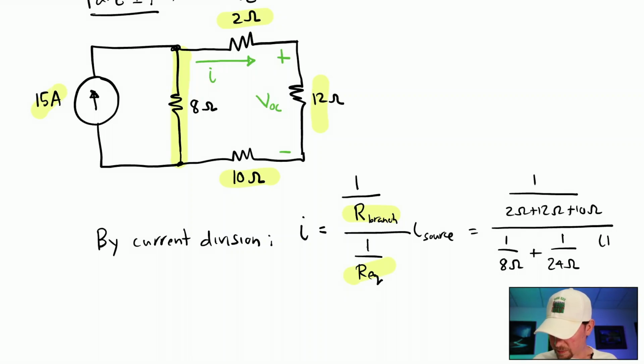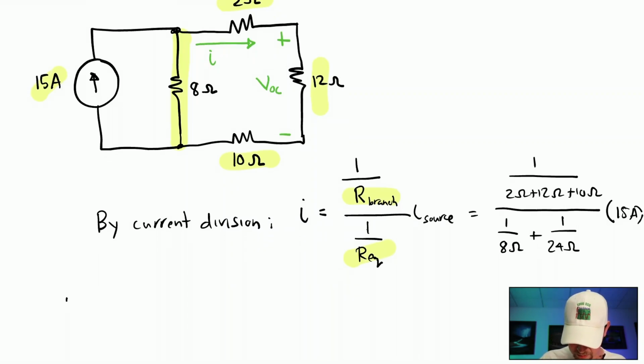So I'm going to multiply this by 15 amps. I don't want you to get the idea that I'm dividing by that, so let me really make sure that you can see that. And let's actually crank this through the calculator. I can't do this in my head. I would hate to try to simplify it too.